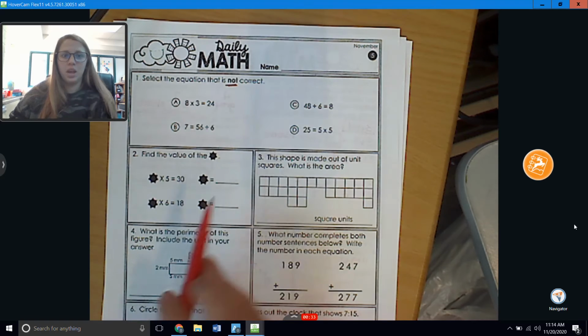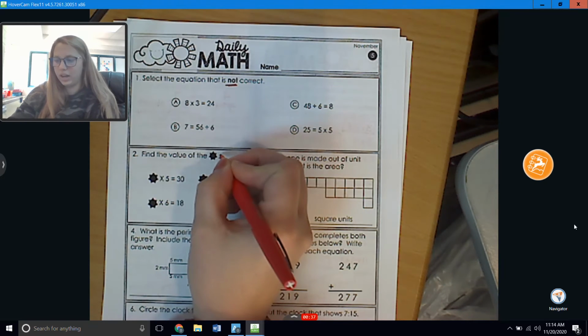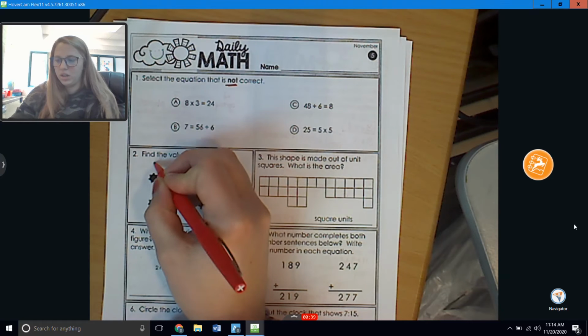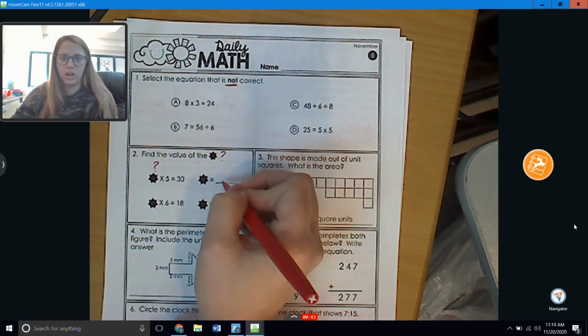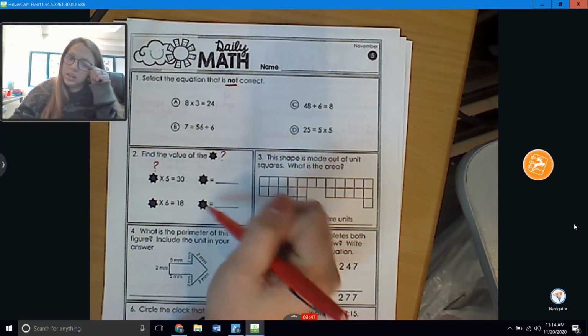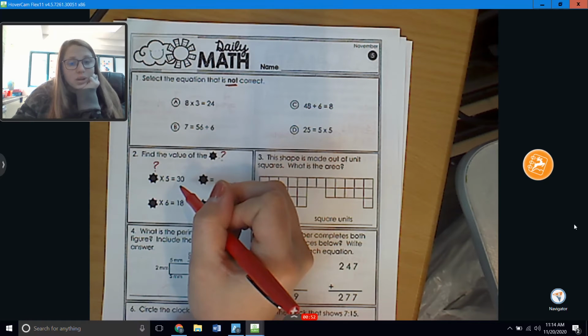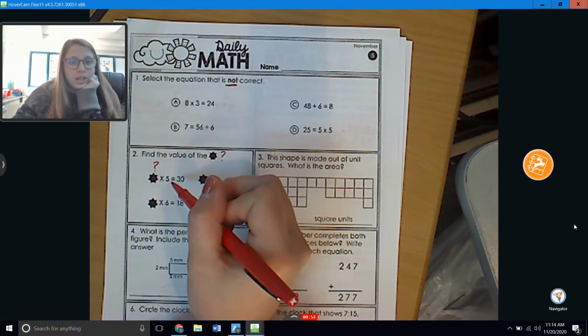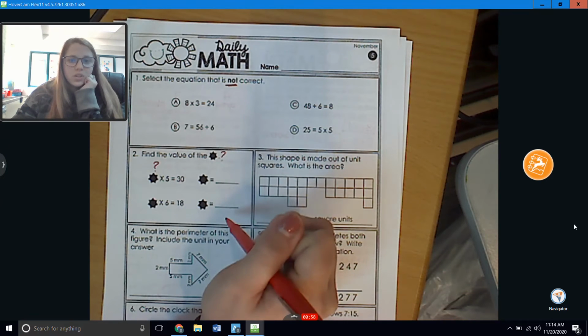All right. Number 2, find the value of the star. Remember, our star is kind of like that question mark. So what times 5 equals 30? You're going to write your answer here. What times 6 equals 18? You'll write your answer right here. An easy way to do it also is you can think of 30 divided by 5 or 18 divided by 6 to get your answers.